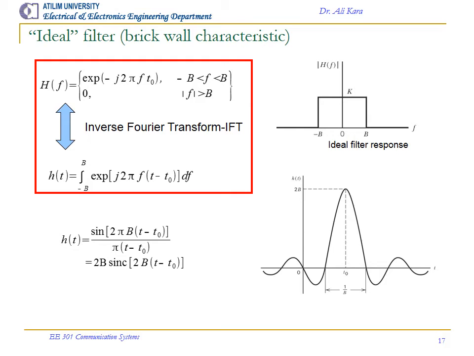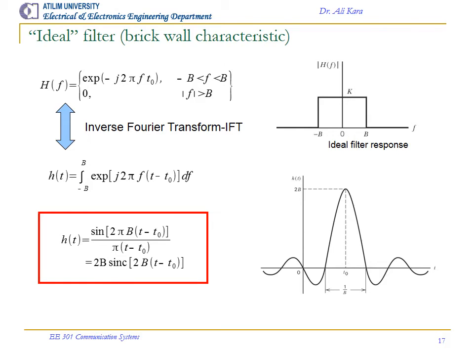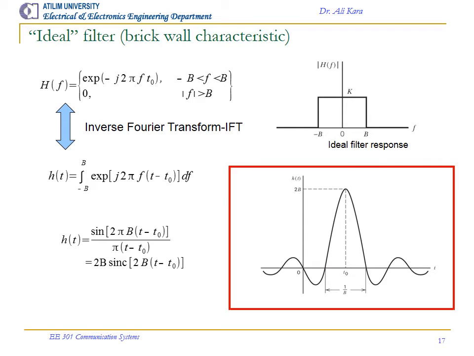If we take the Fourier transform of that function, we get h of t equals integral from minus B to B of exponential j2 pi f times (t minus t0) integrated with respect to f. This integral yields the result 2B sinc of 2B(t minus t0), which is also shown in this figure.